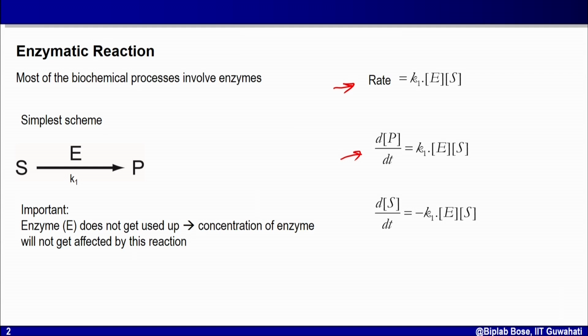And as the product is formed, substrate gets used up. That means dS/dt, the rate of change of substrate, will be equal to minus K1 E into S. This minus is here because this process is reducing the amount of substrate as the product is formed.